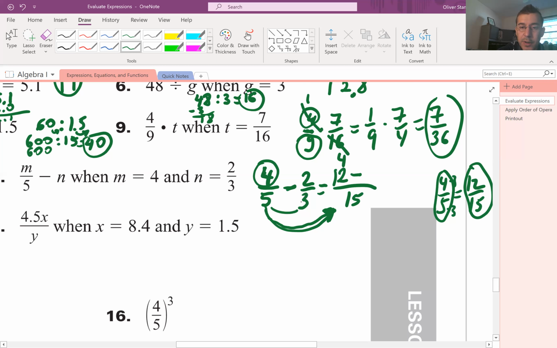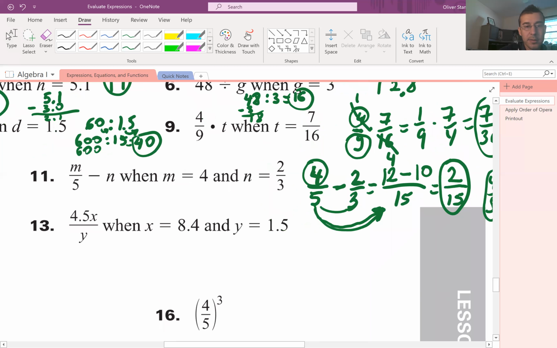And then from 3 to get to 15, we multiplied the 3 by 5. So we have to multiply the 2 by 5. 2 times 5 is 10. Okay, so 12 minus 10 is 2 over 15. And that's the solution for number 11.